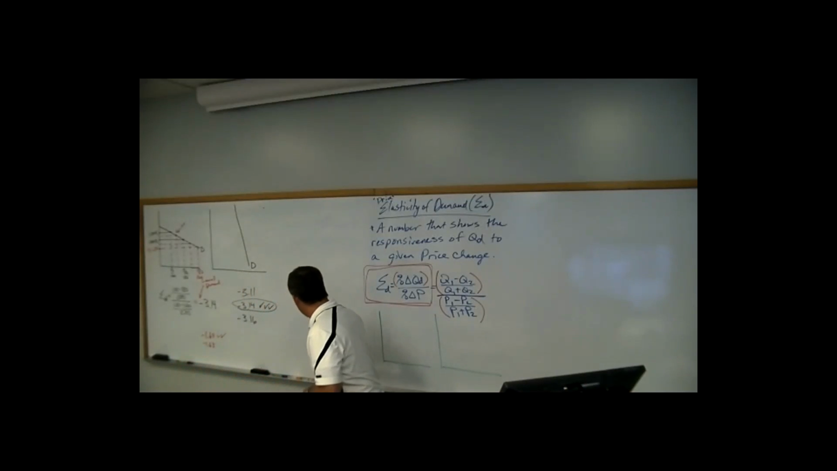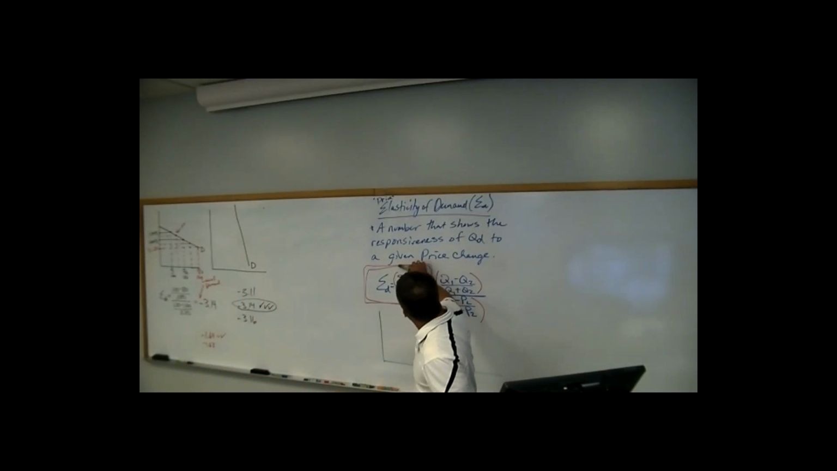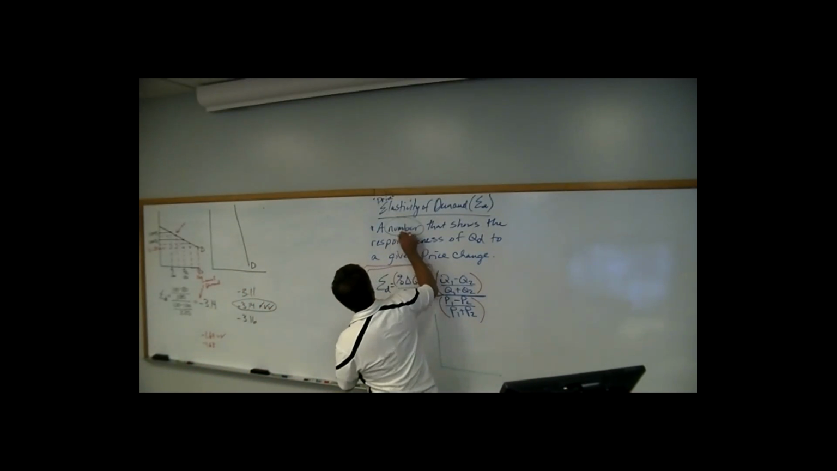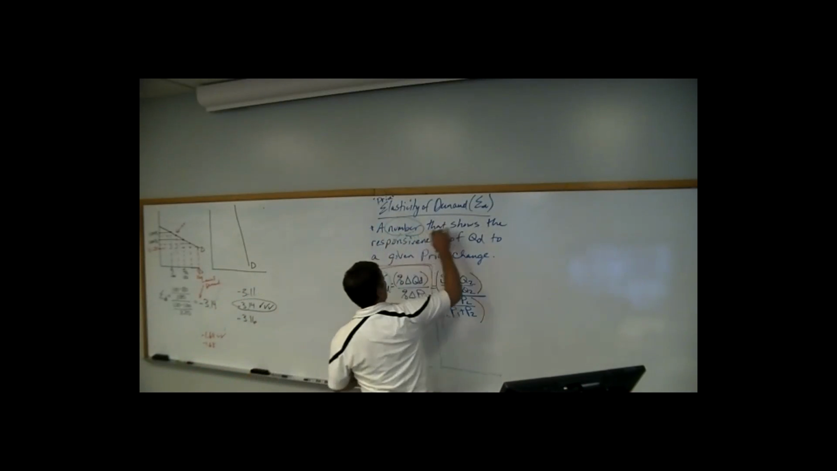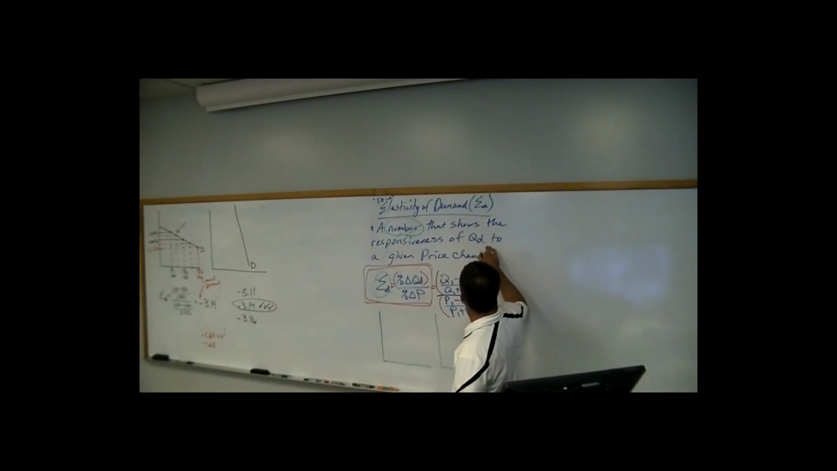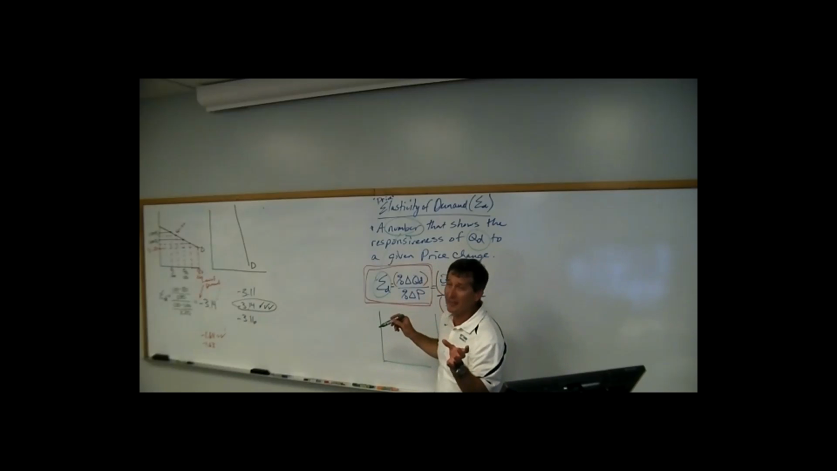I think we got to go back to thinking about our fraction here. If I'm hearing too many 1s, how do I get a bigger number here? This number, a number that shows the responsiveness of quantity demanded to a given price change: a smaller denominator or a bigger numerator at the same time.